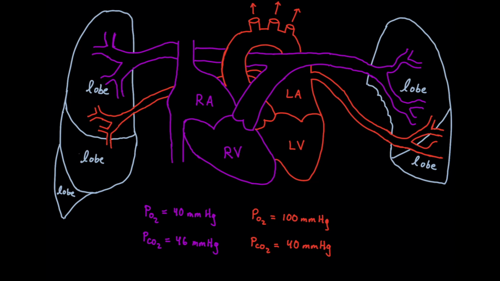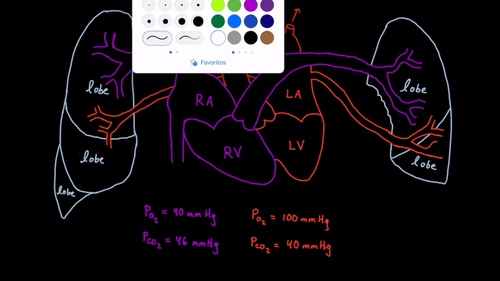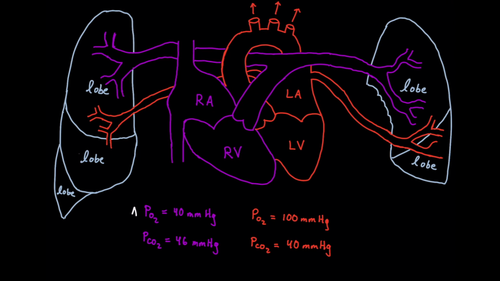One, that I drew the quote-unquote deoxygenated blood in purple rather than blue, which is kind of the norm. One thing I don't like about the term deoxygenated blood is that our quote-unquote deoxygenated blood does have some oxygen in it. So one thing I like to point out is that our partial pressure of O2 in our deoxygenated blood is 40 millimeters of mercury.